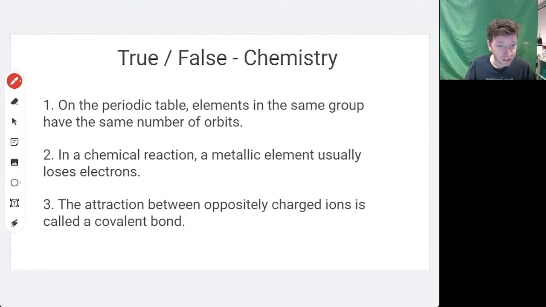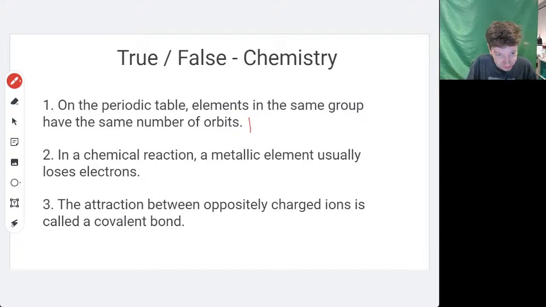Okay, let's try some chemistry for true and false questions. Number one, on the periodic table of elements, elements in the same group, that's our columns, have the same number of orbits. I seem to like false questions, don't I? No, as you're in one group, you have the same number of valence electrons, but as you go down, your number of orbits actually increases. So no, that's false. They have the same number of valence electrons.